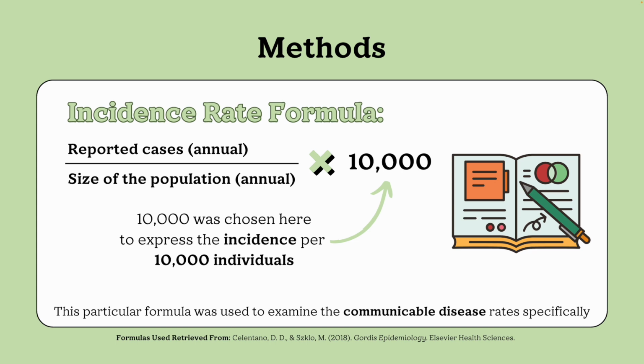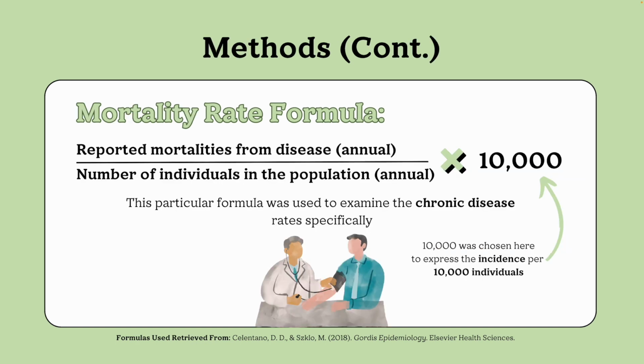Our populations in a lot of the counties throughout Northeastern North Carolina sit somewhere around this number, so I thought this would be a solid baseline to visualize the incidence rates. Also, I retrieved these formulas from the Gordis Epidemiology textbook that I've actually been studying for my master's degree. Methods continued. For the mortality rates, I used the following formula.